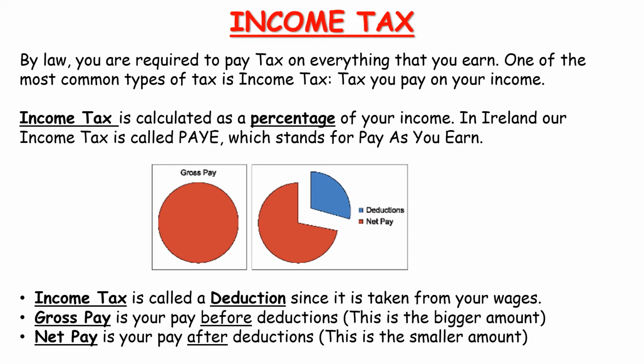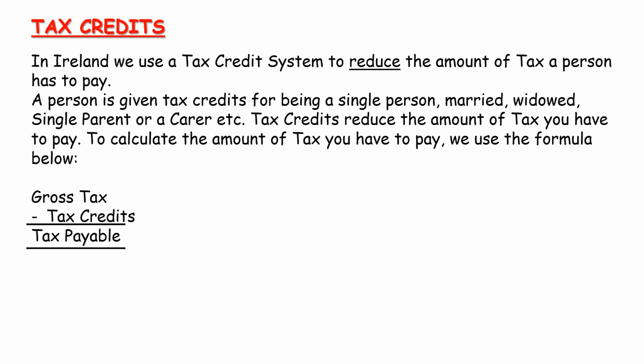Gross pay is your pay before deductions, so it's the bigger amount. And then we have what's called net pay, which is the smaller piece that you get to keep. Net pay is another way of saying take home pay, so the money you get after all the deductions have been made.